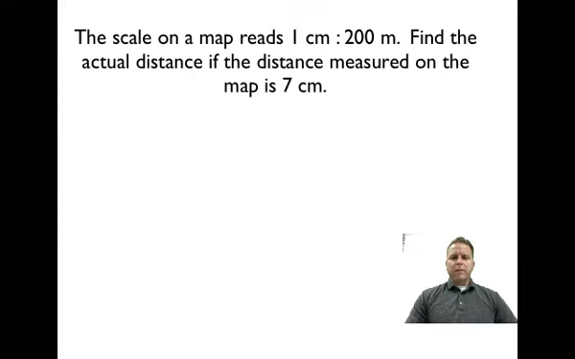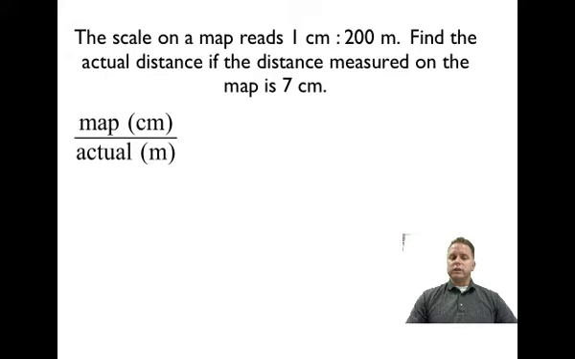The scale on a map reads 1 centimeter to 200 meters. Find the actual distance if the distance measured on the map is 7 centimeters. So we're going to set up a ratio here. We've got the map, which is in centimeters, to the actual distance, which is in meters. So if on the map it's 1 centimeter, the actual distance will be 200 meters. So we have a ratio of 1 to 200.